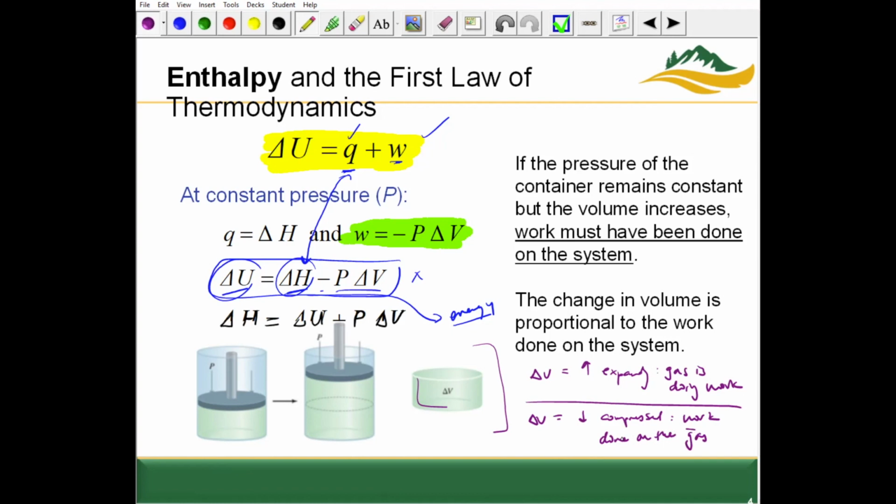Then work is being done on the gas instead. So the gas expands, it is doing work itself. If the gas then is being compressed, then work is being done on the gas. And I'm saying gas here as being our system. So again, just wanted to introduce you to this equation. I'll go into a lot more detail on enthalpy and why it matters for us.